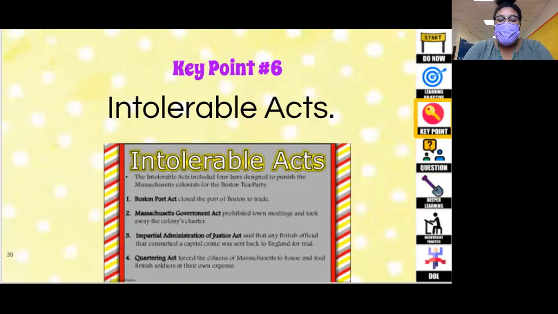They also passed the Massachusetts Government Act, which did not allow colonists to meet in groups. It also took away the colony's charter. And it's fourth on our list, but the third one I'm going to talk about is the Quartering Act, which we talked about before. That forced the colonists to act as free Airbnbs for British soldiers.